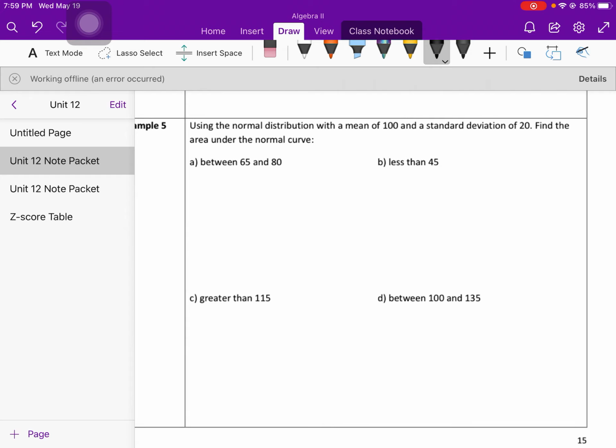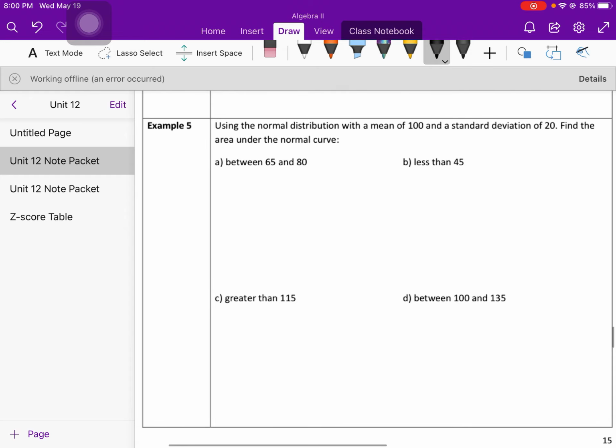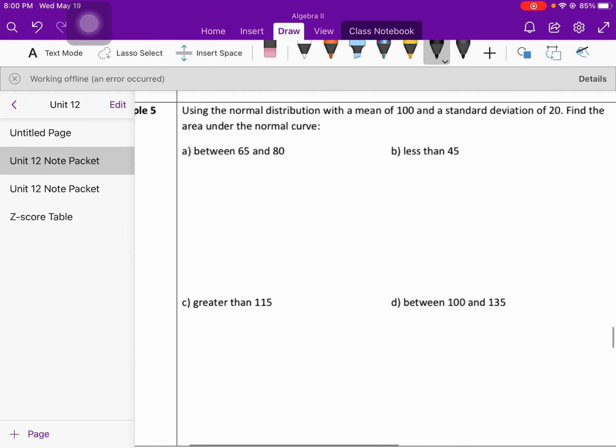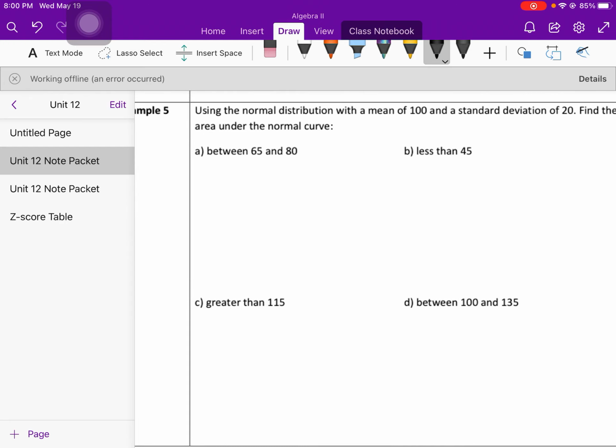So using the normal distribution with a mean of 100 and a standard deviation of 20, find the area under the normal curve. This time it gives us two different values, between 65 and 80. We actually have to calculate the z-score for both 65 and 80 in order to do this one. So we're going to talk about that really quick. Because 65 is as low as we want to go. We don't want anything less than that. And our table reads all values less than specific numbers that we give.